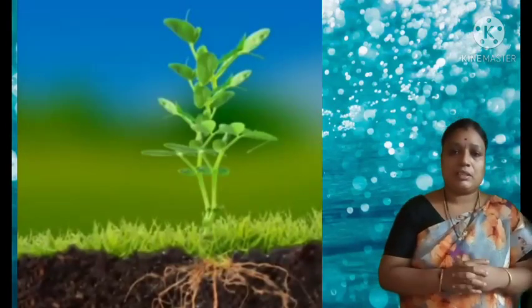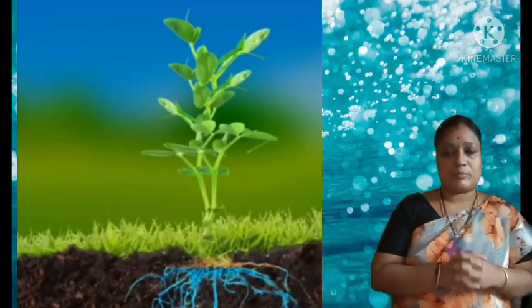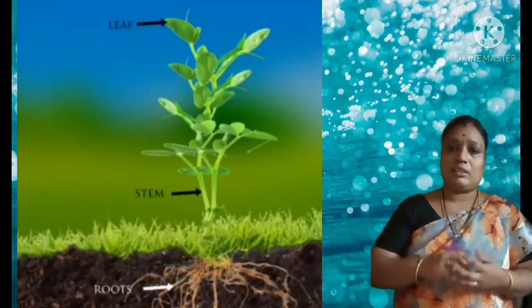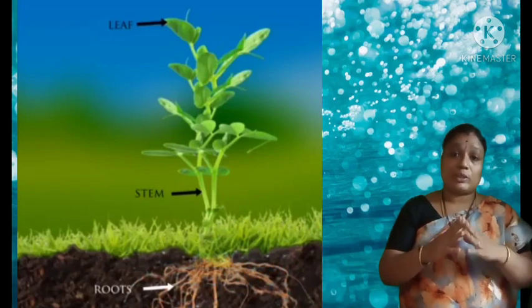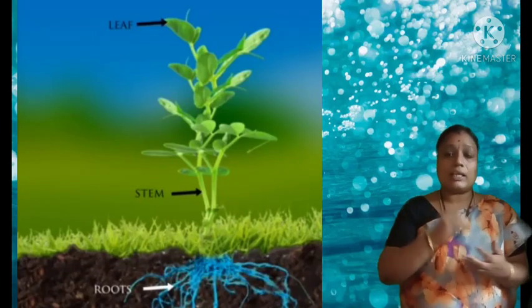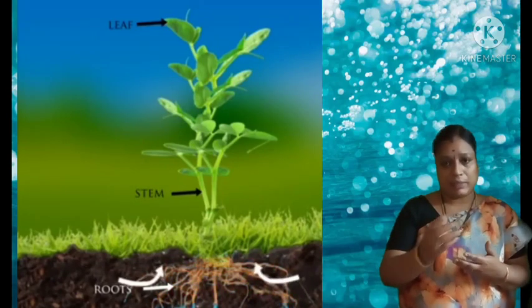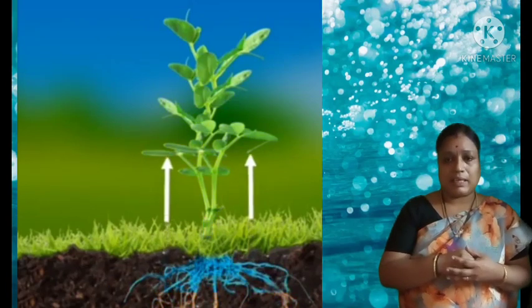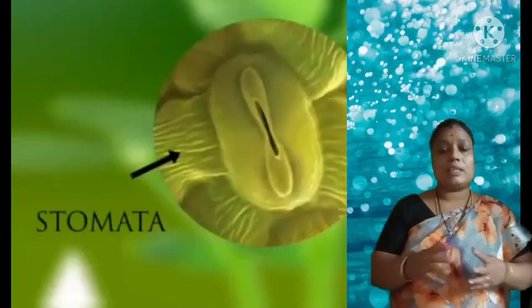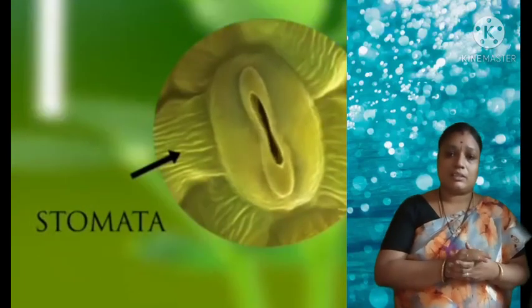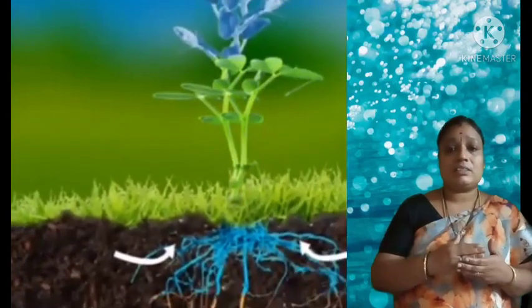Transpiration in plants. Children, we all know plants absorb water and mineral nutrients from the soil, isn't it? But all the water is not utilized by the plant, right? So the excess water is removed from the plant by a process called transpiration.